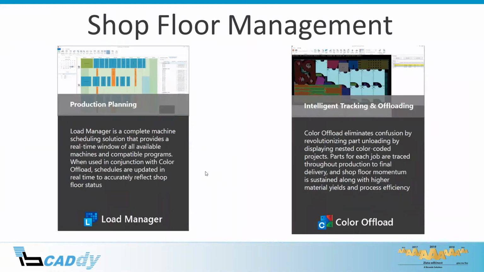Load Manager maintains jobs in a scheduling queue, displaying the program number, material type, machine, and estimated runtime. Machines are combined into common machine groups, allowing programs to be assigned or reassigned to any machine in that group. Mixing work orders saves time and material, but also creates the potential for error when unloading and sorting parts. Color Offload eliminates confusion by color coding and displaying parts grouped with the orders to which they belong.